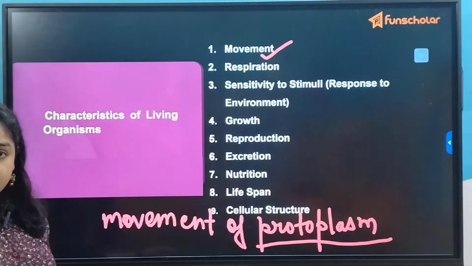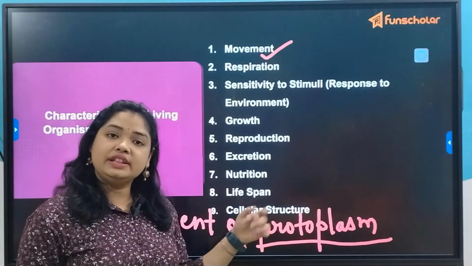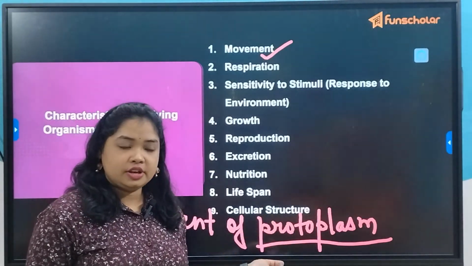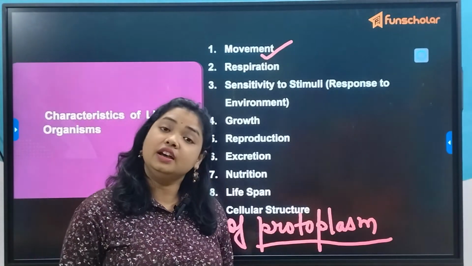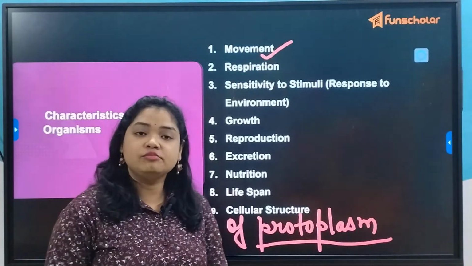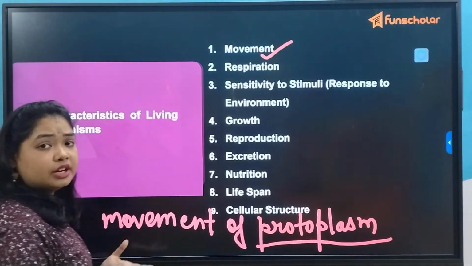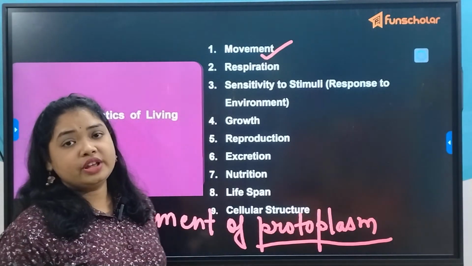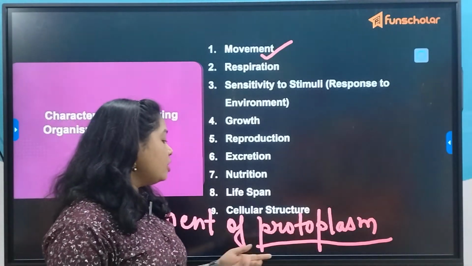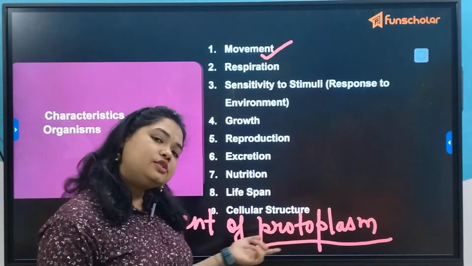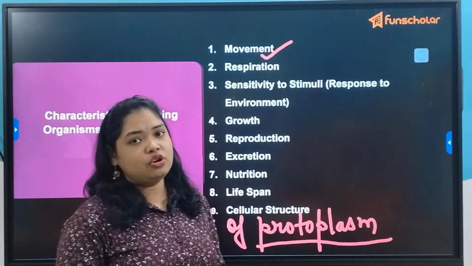So what is protoplasm? It is the sum total of cytoplasm, the gel or the matrix within the cell, and the nucleoplasm. That means the jelly-like substance or the matrix within the nucleus. So if we take them together, then we say protoplasm. So the movement of the protoplasm ascertains whether any cell is either living or non-living. If there is movement of the protoplasm, the cell is living. If there is no movement or the protoplasm is absent altogether, then it is a non-living cell.